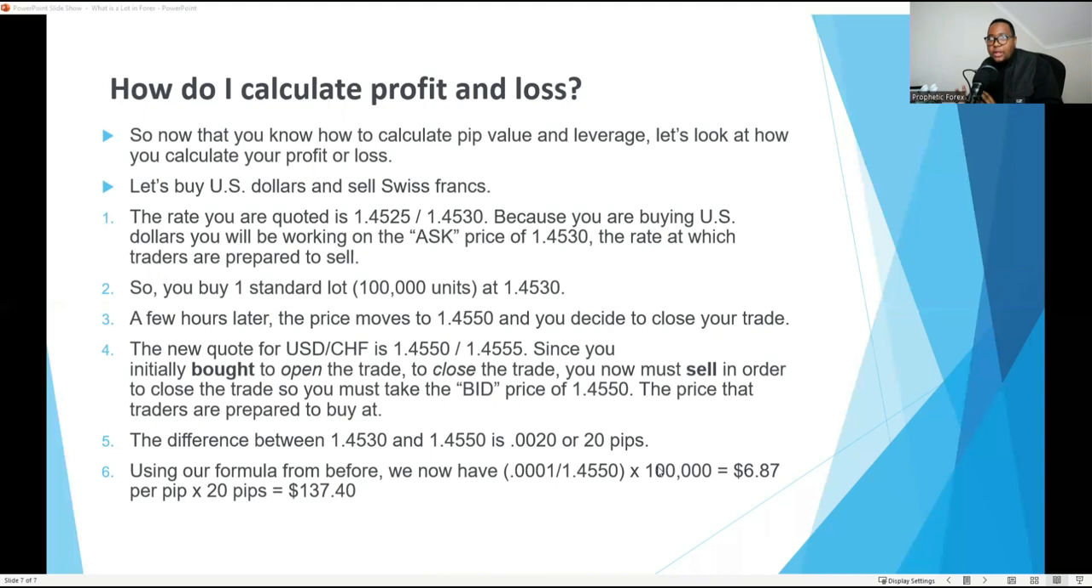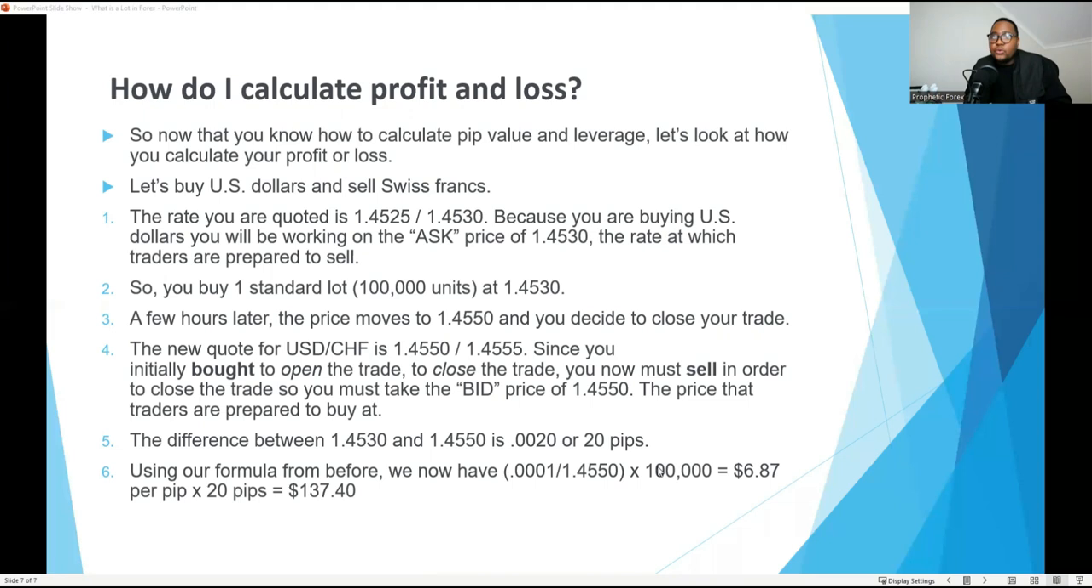So that's why I put it like that, and I hope you remembered and paid attention to the previous lessons. So the rate that you're quoted, for example, let's say it's 1.4525 or let's say 1.30. Okay, between that, because you're buying the US dollar, you'll be working on the ask, because it's the base currency we are buying. So you'll take the ask, which will be the second one. Remember guys, from the previous episode, the second one there will be your ask price. Okay, and the rate which the trader is prepared to sell.